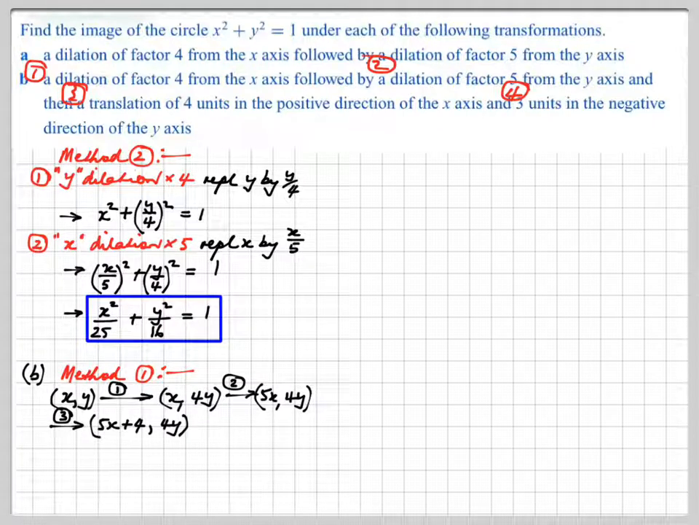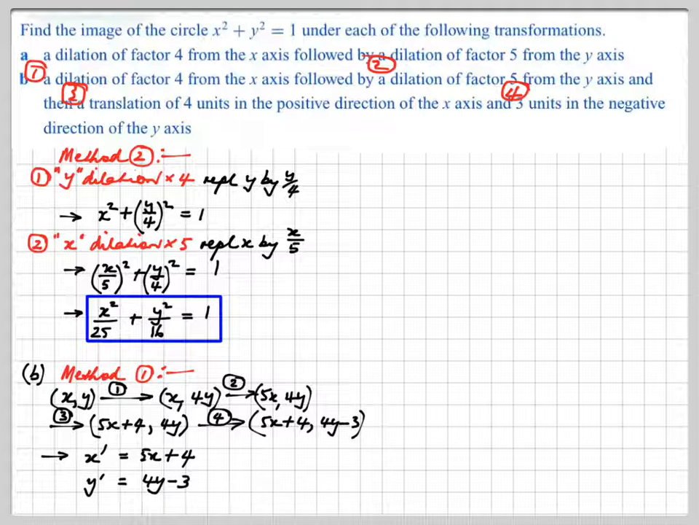Number 3, now watch this. A translation of 4 units in the positive x direction, that means you've got to add 4 to the x term. That's what I've done, right? Now the fourth one, we're going 3 units down. So therefore you take 3 units off the y term and there you get it. Now that means my final resting place is x dashed, which is 5x plus 4, and my y dashed is 4y minus 3.